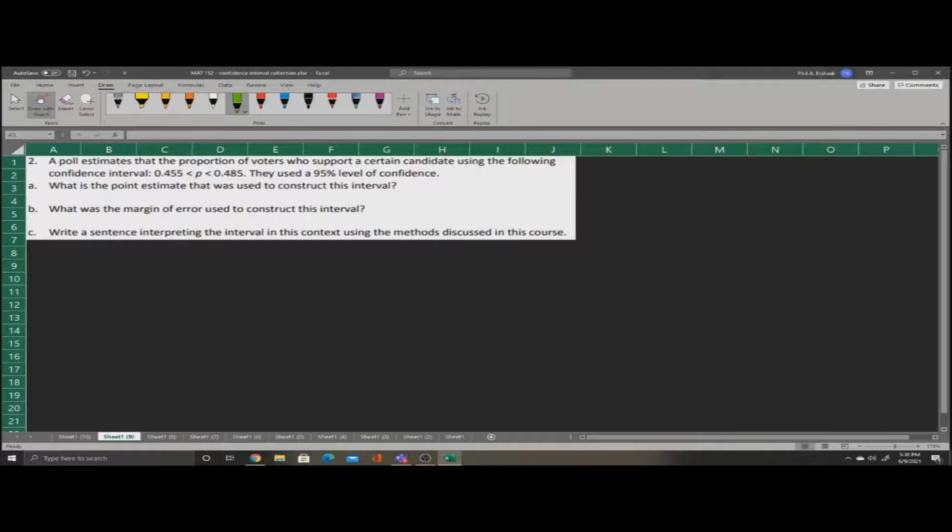This is a variation on the previous problem. This time we are actually given the confidence interval here of 0.455 less than p less than 0.485. And we're given this time a level of confidence. Question A asks, what is the point estimate used to construct this interval? As we saw earlier, the point estimate is halfway between the lower and the upper.